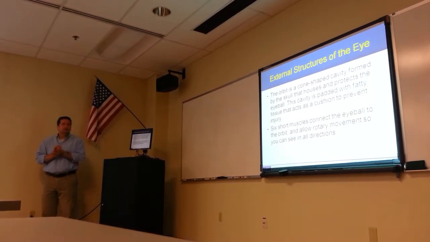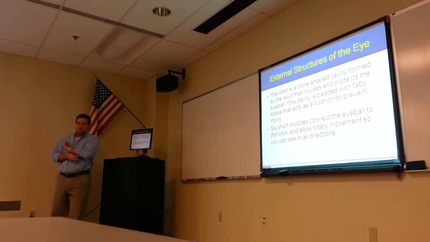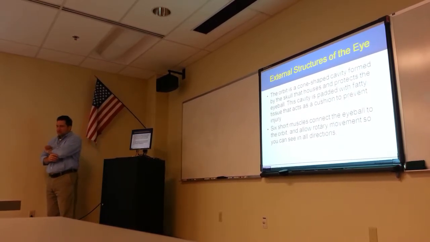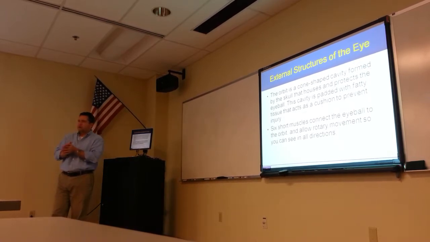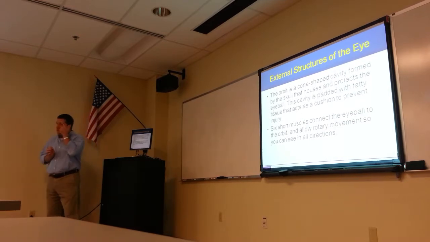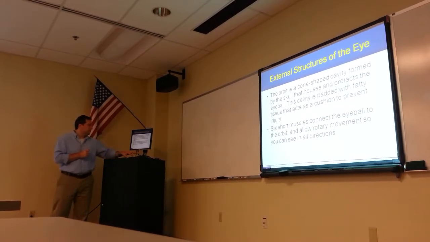The orbit is a cone-shaped cavity formed by the skull that houses and protects the eyeball. There is some fatty tissue around it that helps protect it from shock. That makes sense. And then we have 6 muscles that attach directly to the eyeball. These are the muscles that actually cause the eyeball to move around. There are 4 rectus muscles and 2 oblique muscles that move the eyeball around.